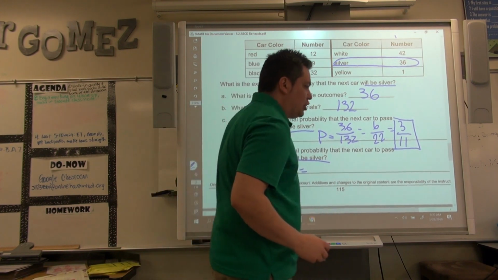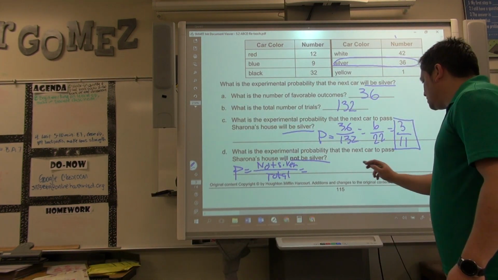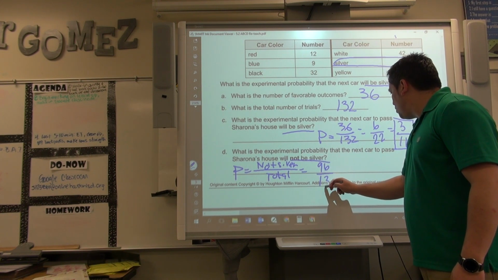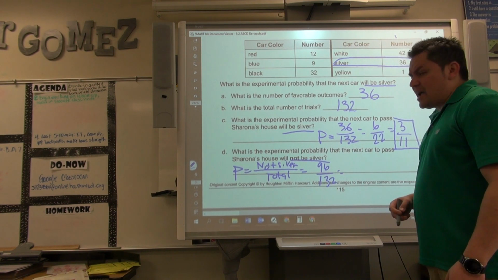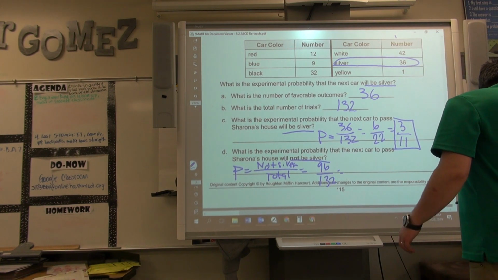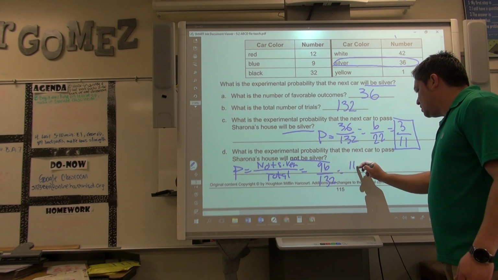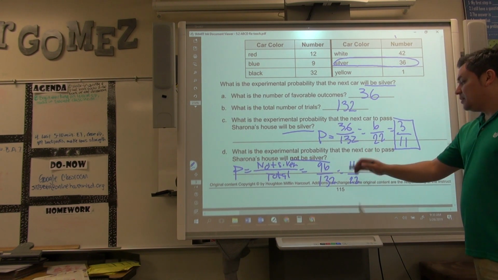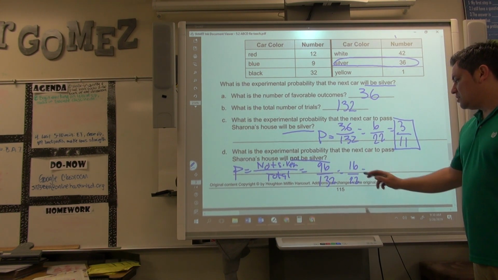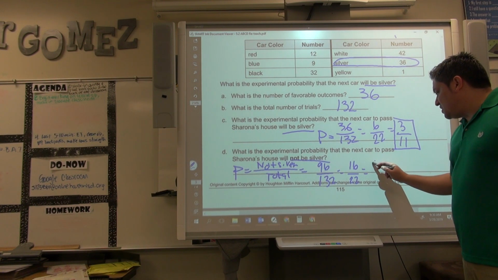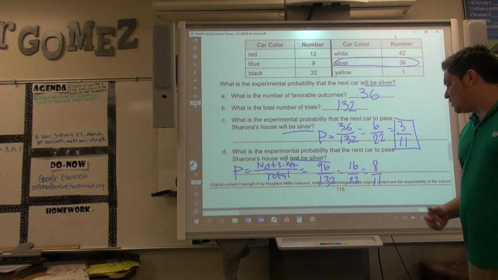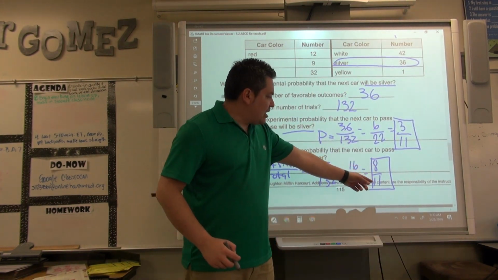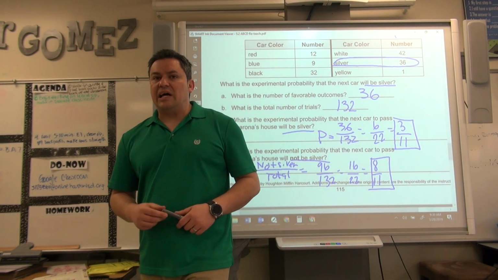In this case, 96 are not silver, and the total is still 132. I again divided by 6 and got 16 out of 22. I could have done it on the calculator. Then I halve this again: 16 divided by 2 is 8, and 22 divided by 2 is 11, and that's the simplest form. So that means that 8 out of the next 11 cars will not be silver.